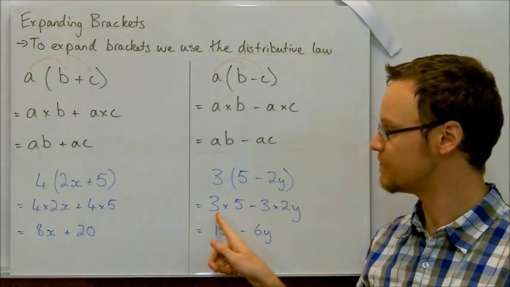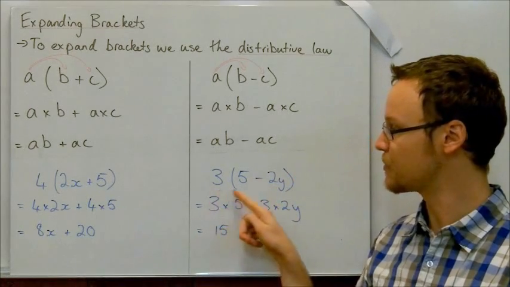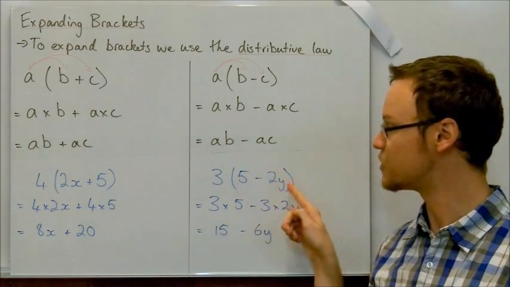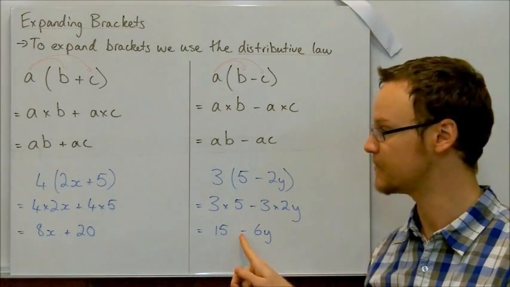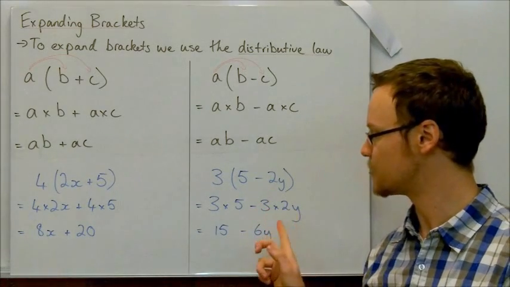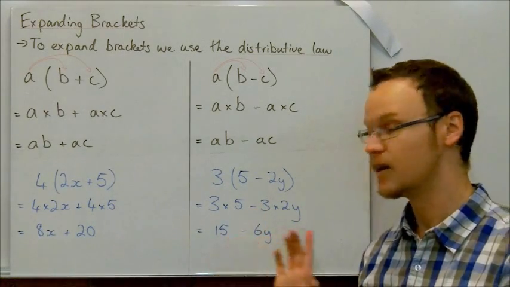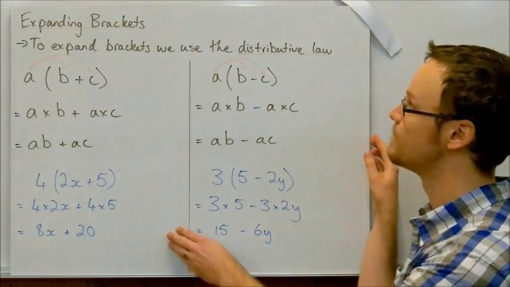Here, distributing the 3 amongst what's in the brackets, we have 3 times 5 and 3 times 2y. But because we've got a minus sign separating them, it's 3 times 5, which is 15, minus 3 times 2y. 3 times 2y is 6y. So we've got 15 minus 6y. Once again, we can't add those together because they're not like terms.